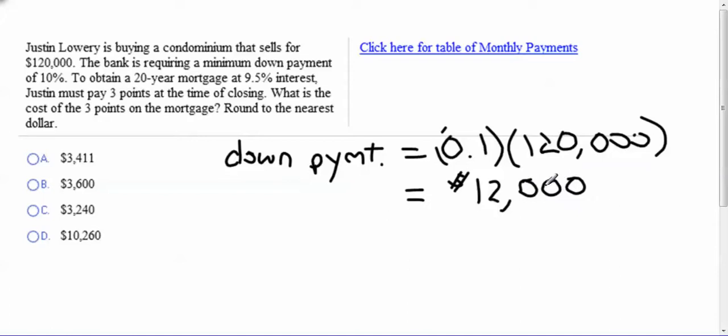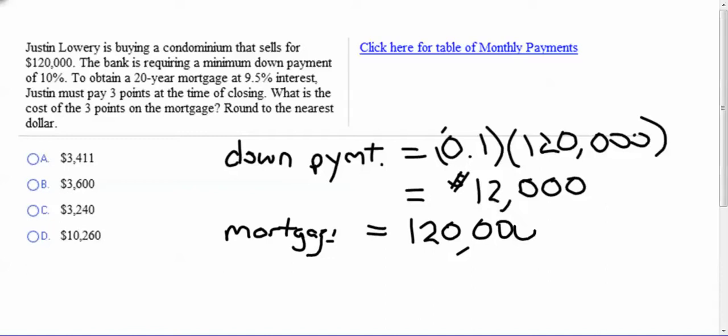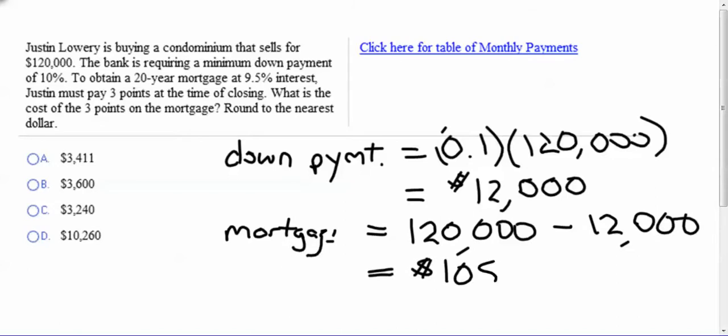He has to do that, which means his mortgage, the amount he's borrowing and paying off each month for 20 years, will be the selling price, which is $120,000, take away that $12,000. So he's going to end up borrowing $108,000. That's what his mortgage amount is going to be.